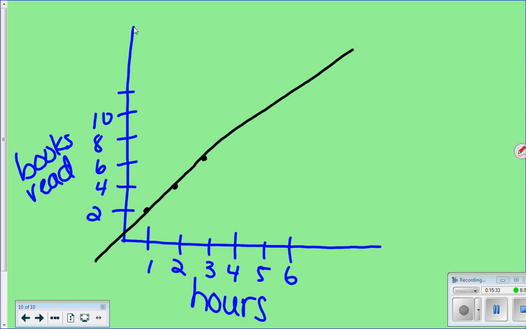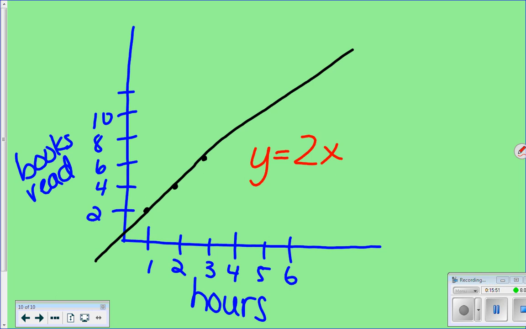What's your equation? Y equals 2x. So what does that 2 mean in there? Your constant, but what does it symbolize? What does it mean? Yes, 2 books for 1 hour. Very good. Nice job.